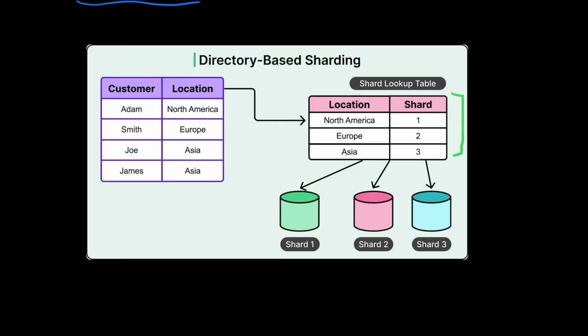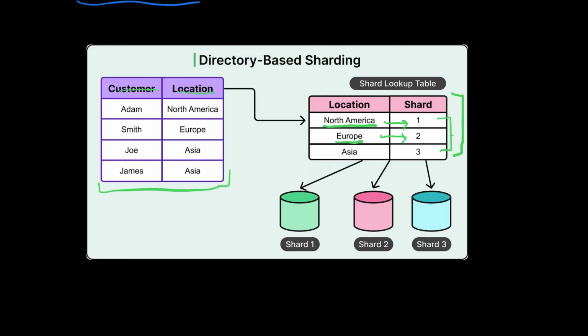So you can imagine in this example, in this diagram, we have an actual database with some information here with a customer and a location. And this location is how they're actually sharding their database. So essentially, if there is a client who's from North America, they want to access that information, then we know we need to go to shard 1. If they're from Europe, then they go to shard 2, and so on. So this lookup table is what actually provides the information for where we should be looking for the information.